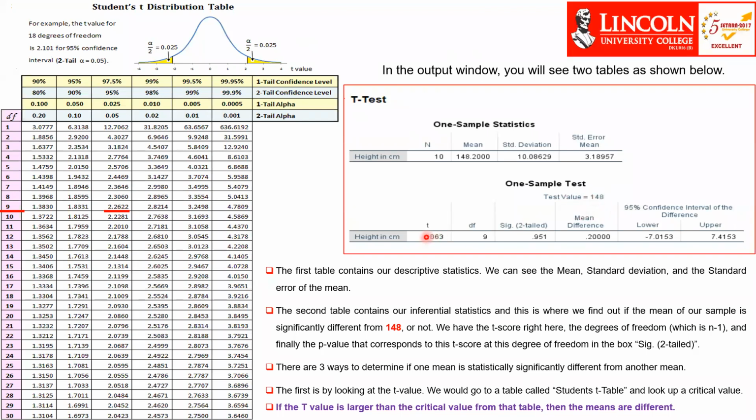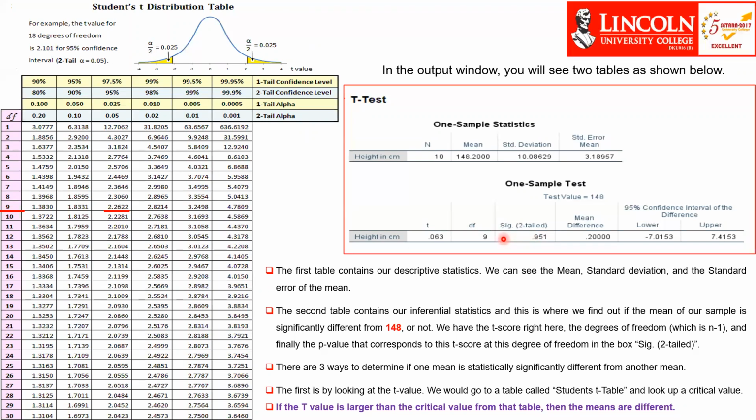We have the t-score right here, and the degrees of freedom. The degree of freedom is your number of cases subtracted by 1. Valid cases, here you have 10, right? 10 minus 1 will give you the degrees of freedom. And finally, the p-value that corresponds to the t-score at this degree of freedom, which is 0.951.